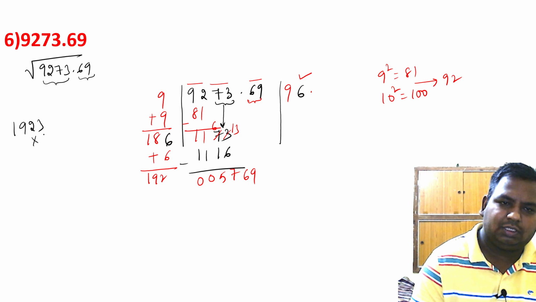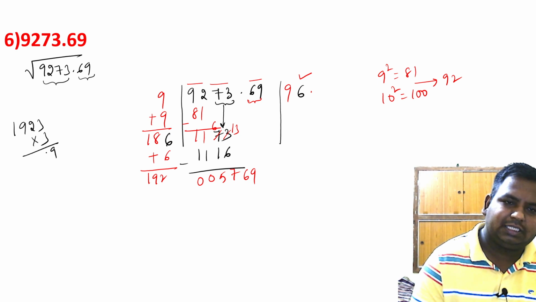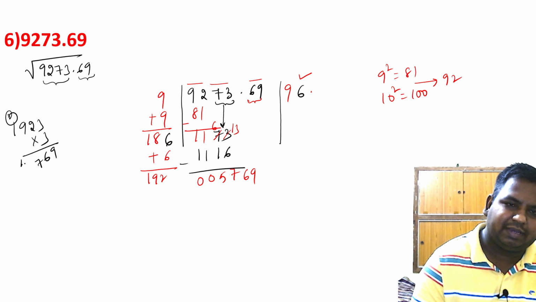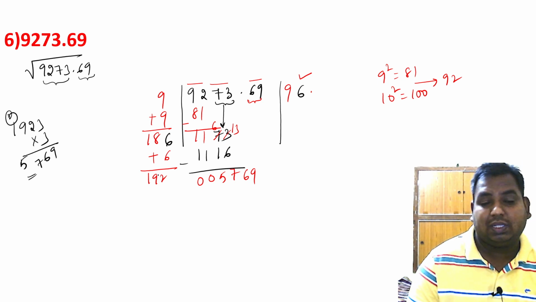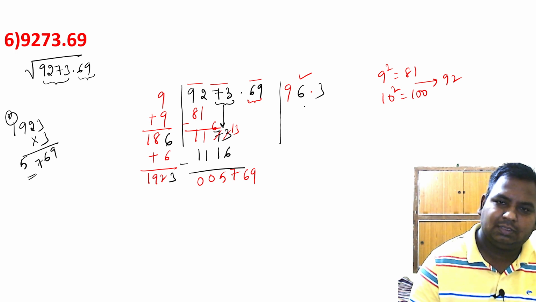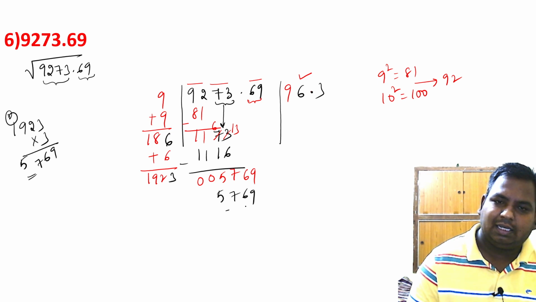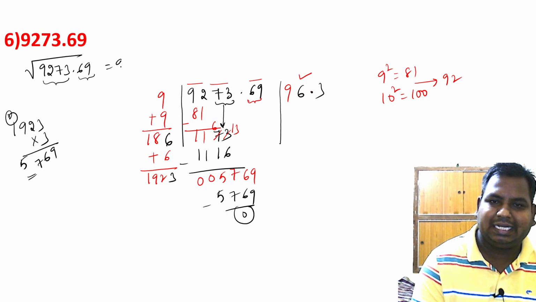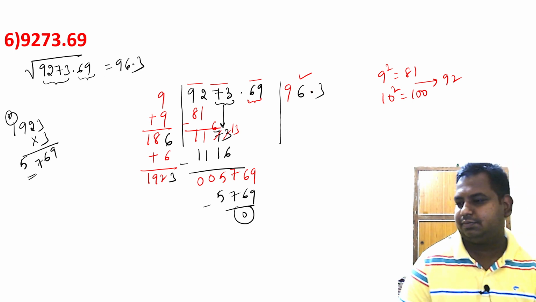1923 times 3. 3 3s are 9, 3 2s are 6, 3 9s are 27. I'll have 5769. So 1923 times 3 is 5769. The remainder is 0. So the answer is 96.3.